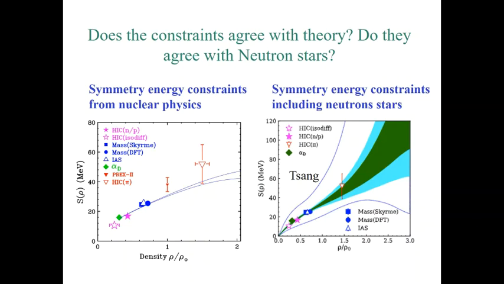You could do this in a transport theory and ask what you have to do with the symmetry energy at that density to reproduce it. There is a big uncertainty, so there's a big error bar. But my question is in low energy.